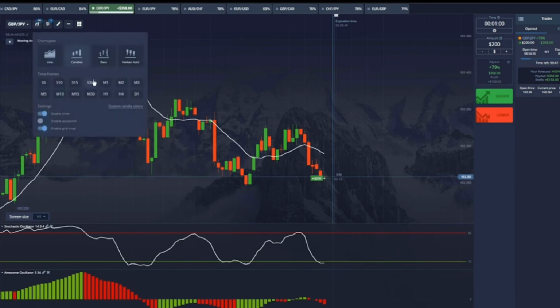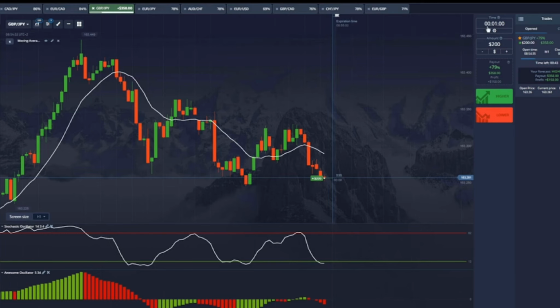To set up your account for this strategy, set your candle time frame to 30 seconds and your trade expiry time to 1 minute, and add the following indicators as on the screen.